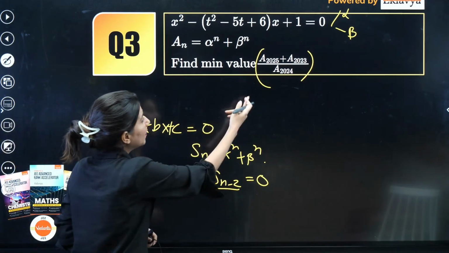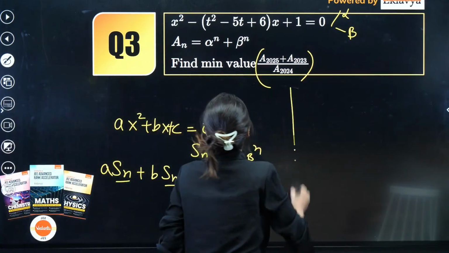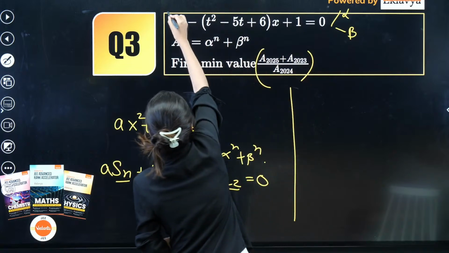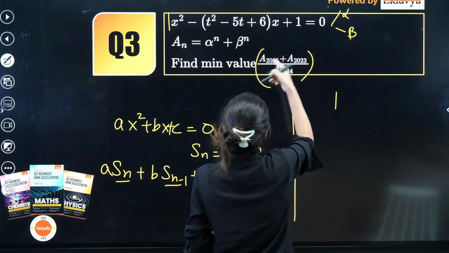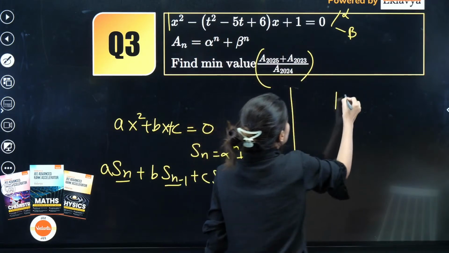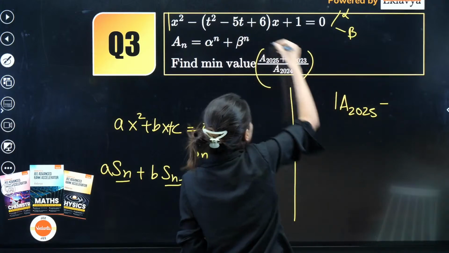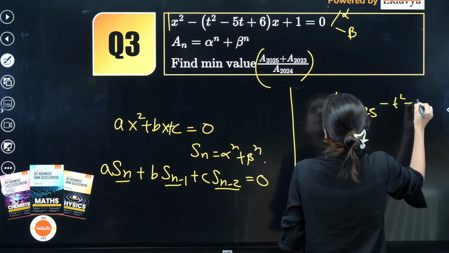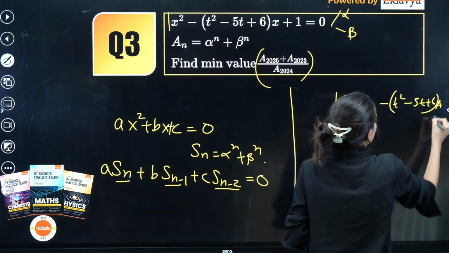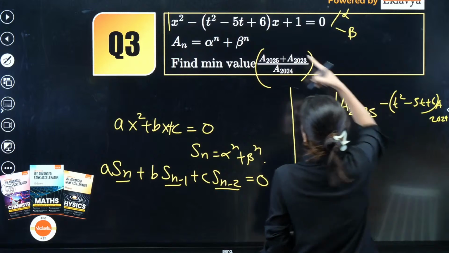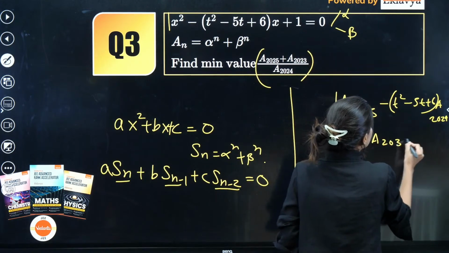So over here I'll be putting n equal to 2025, right? And I'll be writing over here, x square has coefficient 1. So 1 will be replaced by what? 1, and then x square will be replaced by a2025, minus this is your b, so minus t square minus 5t plus 6, x will be replaced by a2024, and then we have plus 1, so plus a2023 is equal to 0.